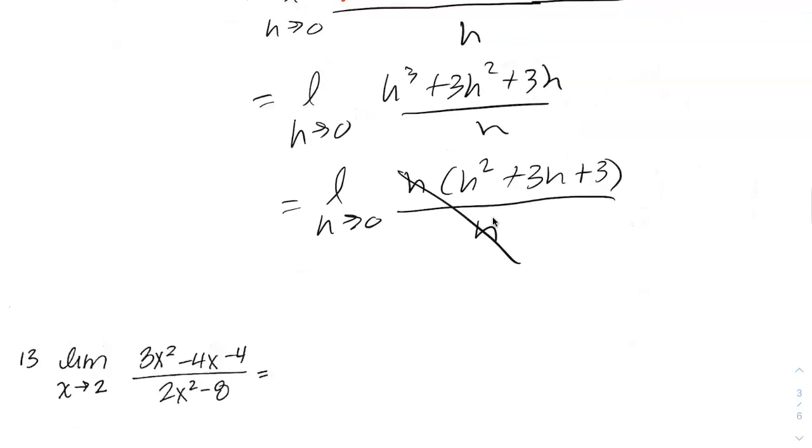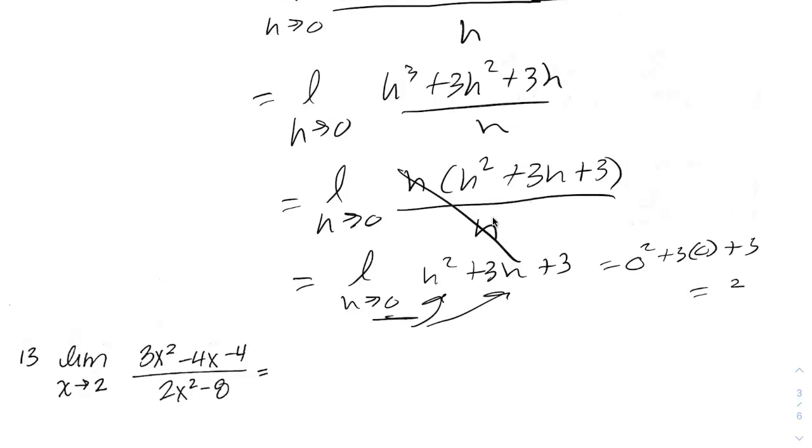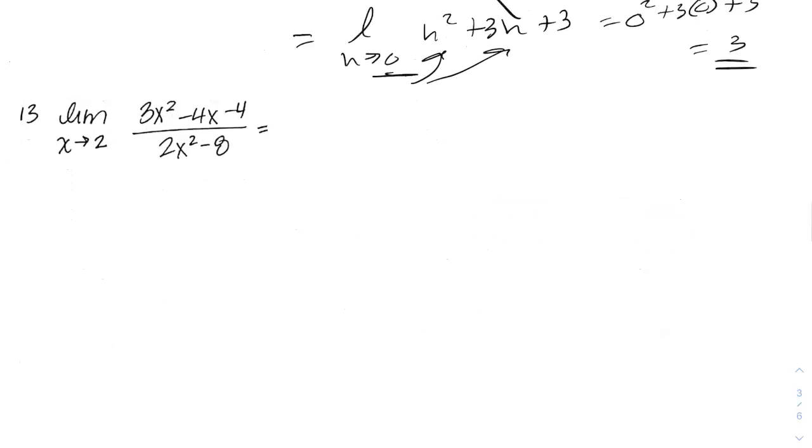These cancel out, and you get the limit as h approaches 0 of h squared plus 3h plus 3. And now you just plug in 0. So you get 0 squared plus 3 times 0 plus 3, which is just 3. And that's the answer. Next one.